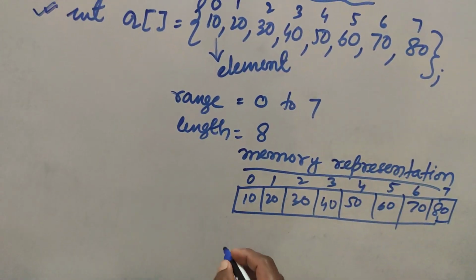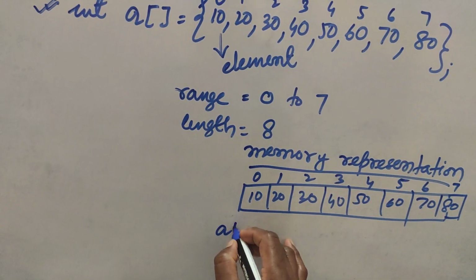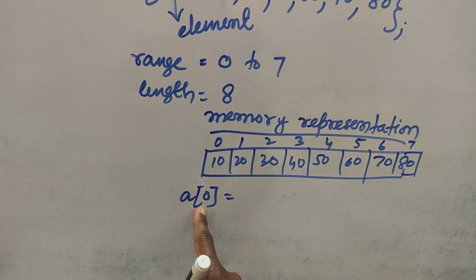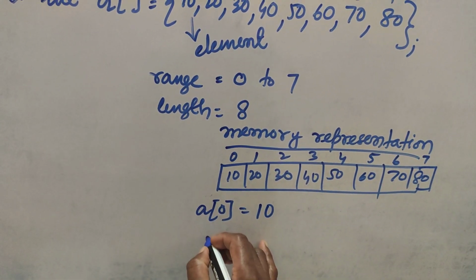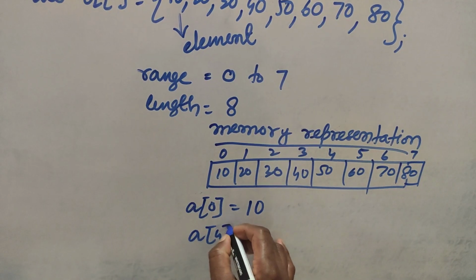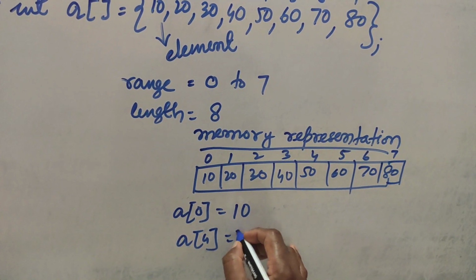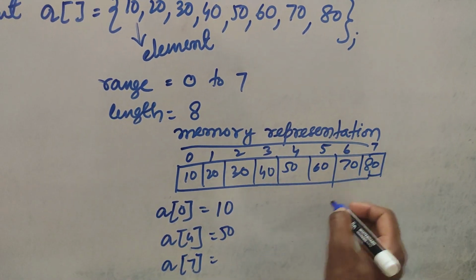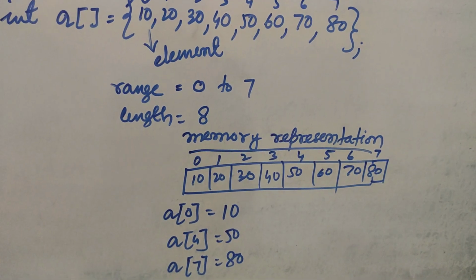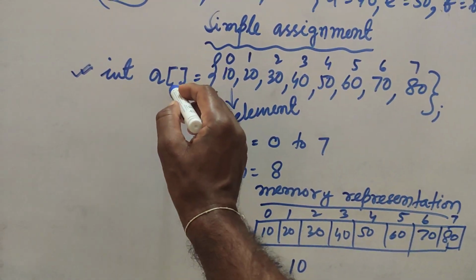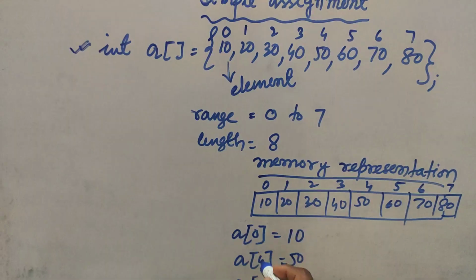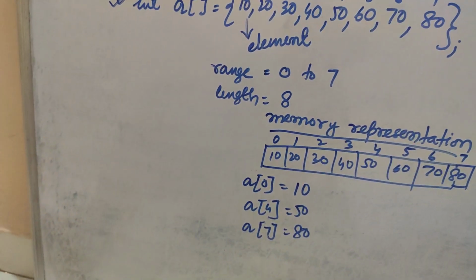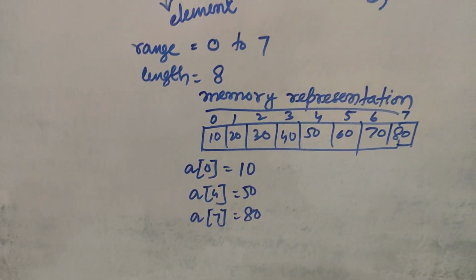In this variable, when we take a of 0, where 0 is the index number, which value will come? 10. If I take a of 4, what value will come? 50. If I take a of 7, what value will come? 80. So inside this parenthesis, we have to place the index number, and that index number will bring the elements. Clear?